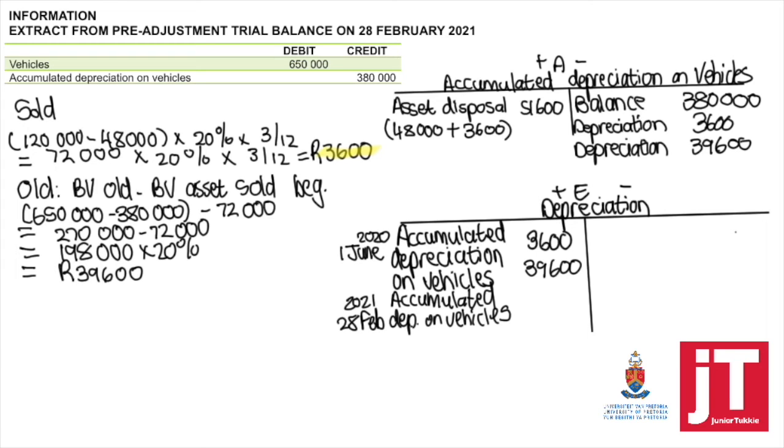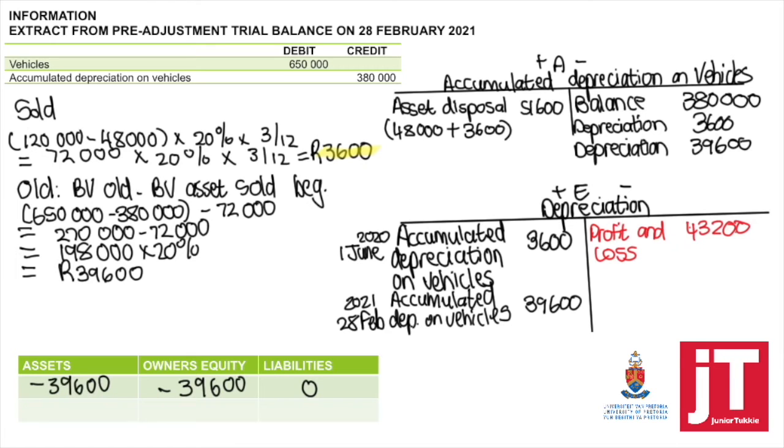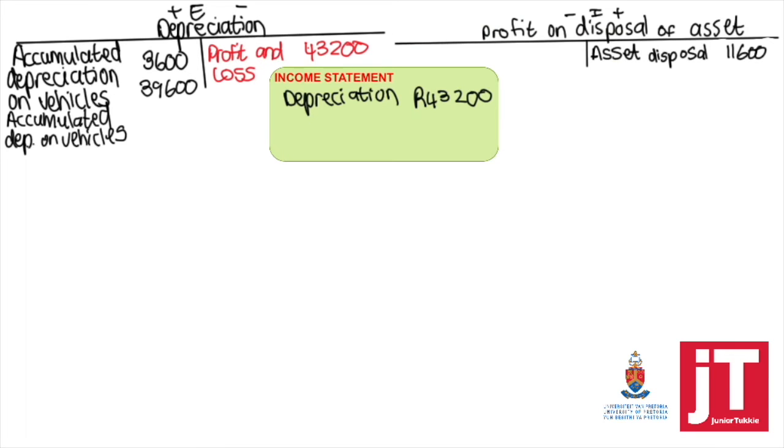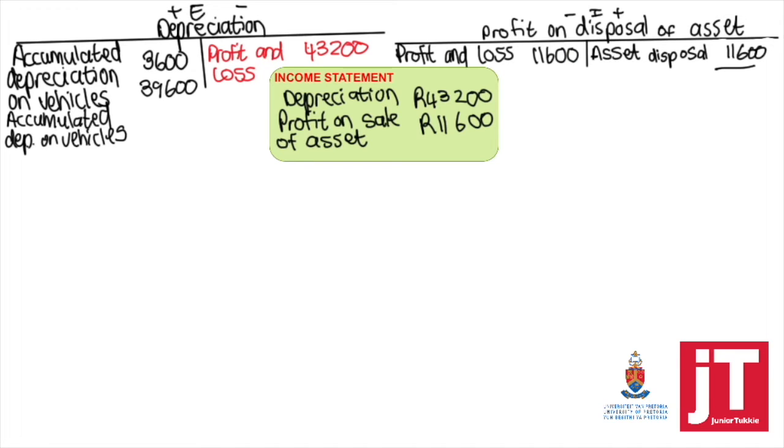Accumulated depreciation on vehicles is going to be credited. At the end of the accounting period, my total depreciation for this year is the two added together, 43,200. Effect on the accounting equation, assets minus, owner's equity minus. In my income statement, I will have depreciation, 43,200. The profit on disposal of asset is closed off to the profit and loss account, so it will appear as part of your other operating income, 11,600.